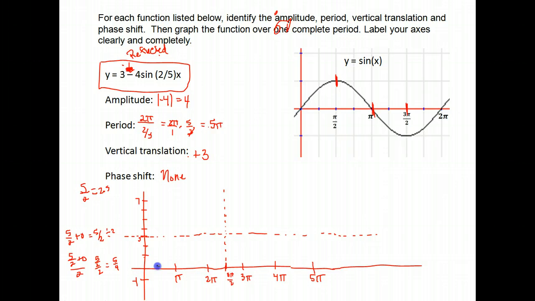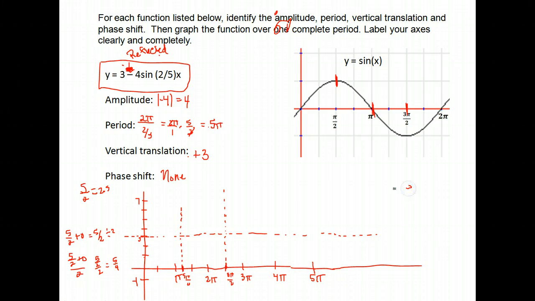Okay, so here's pi over 2. 5 pi over 4 would be just past pi. It's 1 1/4 pi. And notice that does look like it's about halfway there. Okay, my quarter mark here, so I want halfway between 5 pi over 2 and 5 pi.